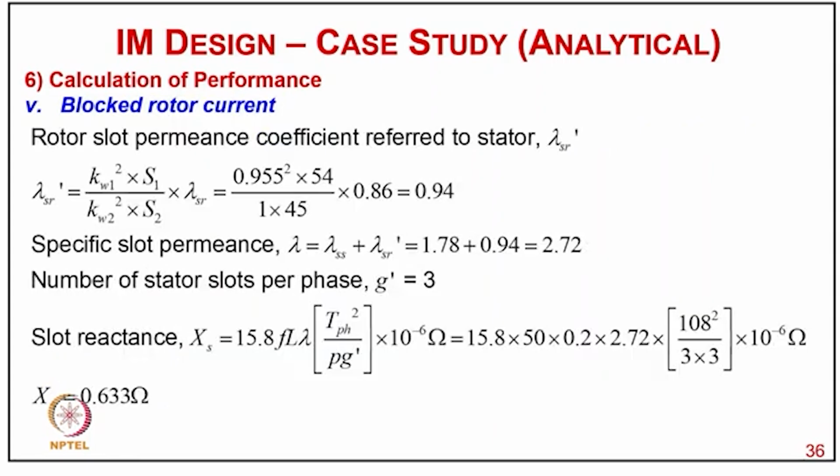Now for the rotor slot permeance coefficient referred to the stator, we have to refer it through the effective winding also. So winding factor KWS1 square into S1 upon KWS2 square into S2 into lambda. Putting in the slot numbers and the permeance, it comes to 0.94. The specific slot permeance for stator and rotor, lambda, is lambda SS plus lambda SR dash, that comes to 2.72. Now the number of stator slots per phase is already G dash equal to 3. So the slot reactance, putting in the formula 15.8 f L tau TPH square upon P divided by P G dash into 10 power minus 3, comes to XS equal to 0.633 ohm.